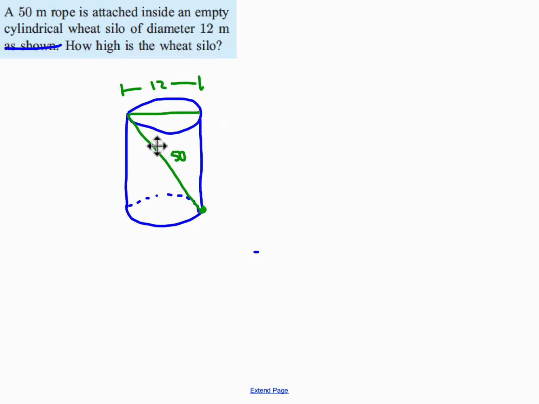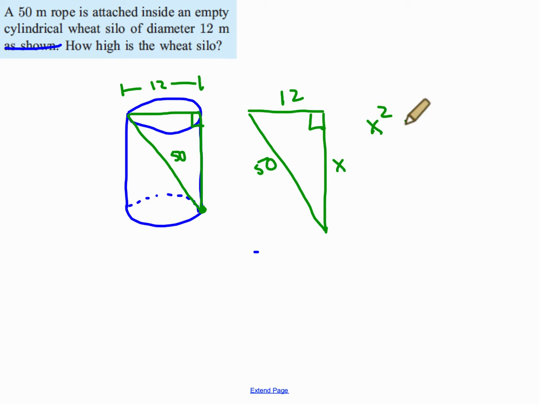Well, if it's a rope and it's inside and it is a regular cylinder, which we can assume, what we have is a right triangle, and I will redraw it. Just bring it out. Sometimes that helps too. Right triangle, 12, 50. They want the height of the wheat silo, so I'll call that x. Pythagorean theorem, x squared plus 12 squared equals 50 squared.